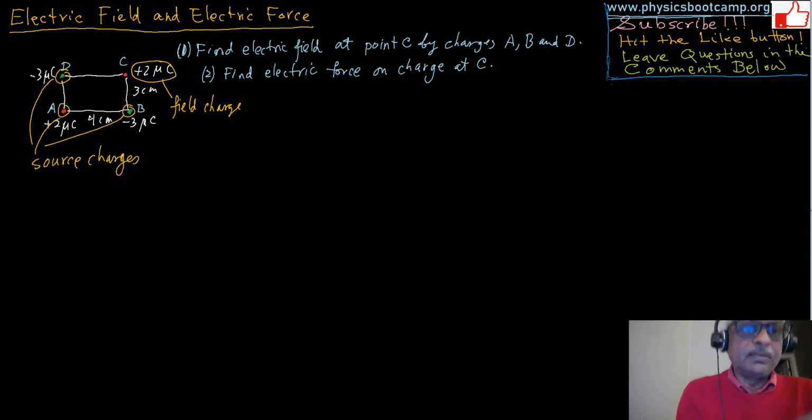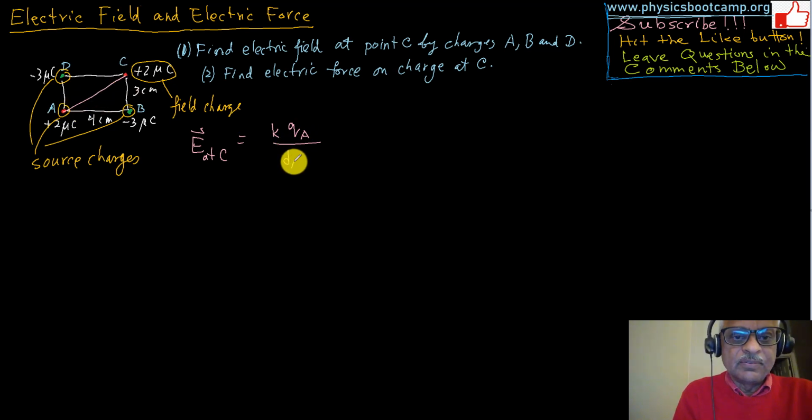So, electric field, let's work out with a. We want the electric field of the source charges at point C. So the electric field at C will be k QA over this distance, let's call it dA squared, and then it's going to have a unit vector u hat a like that.